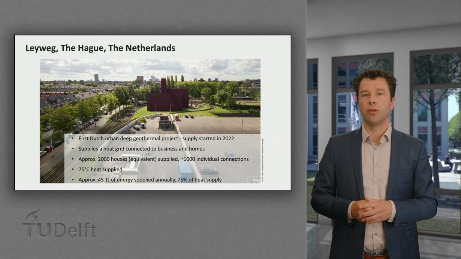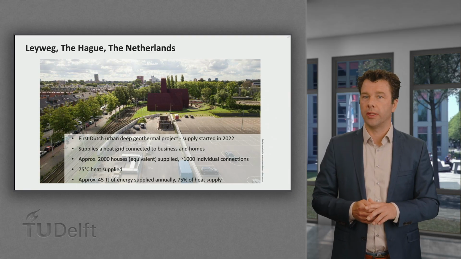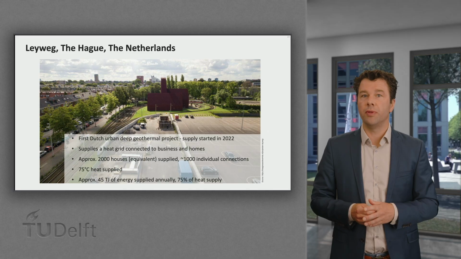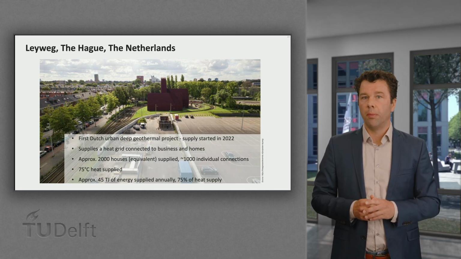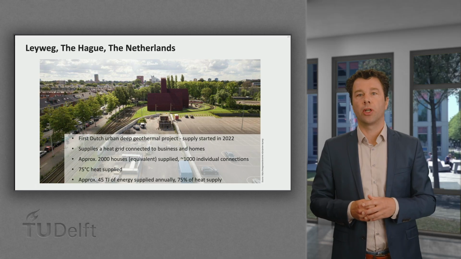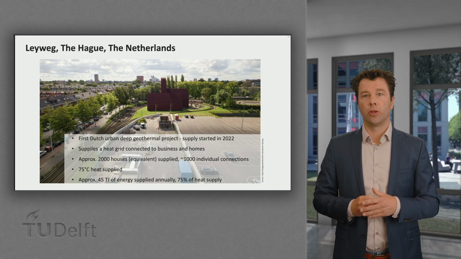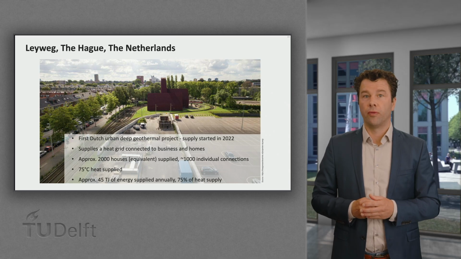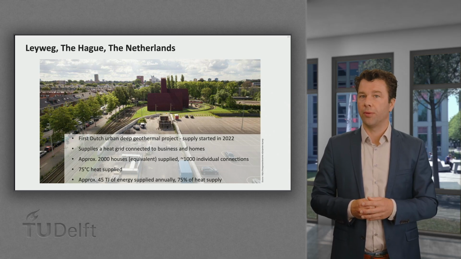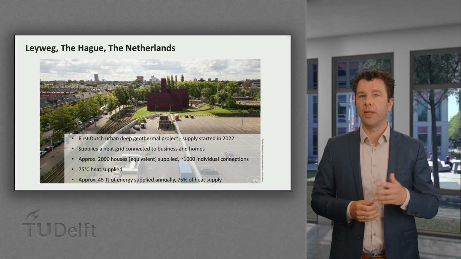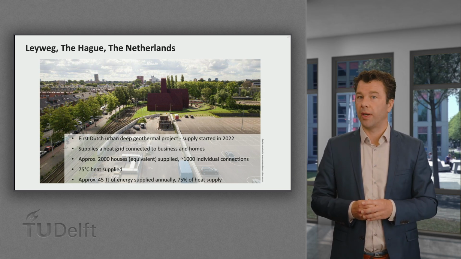The final system is the first urban geothermal project in the Netherlands. There were several deep geothermal projects for greenhouses before this in the Netherlands, but none in the built environment. Both houses and commercial buildings are supplied with around 1,000 individual connections. A total of around 45 terajoules are supplied annually, which makes up around 75% of the total heating supply of the heat network. The peak demand remains to be covered by gas-derived energy.